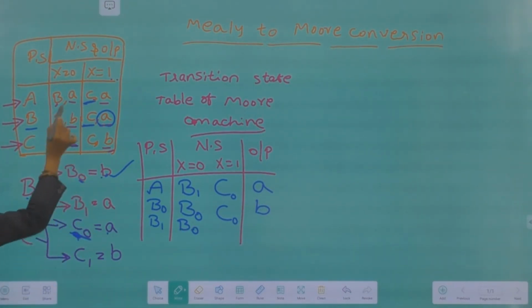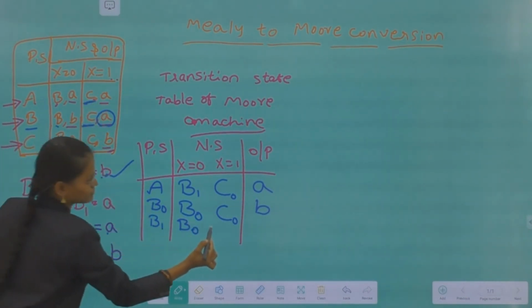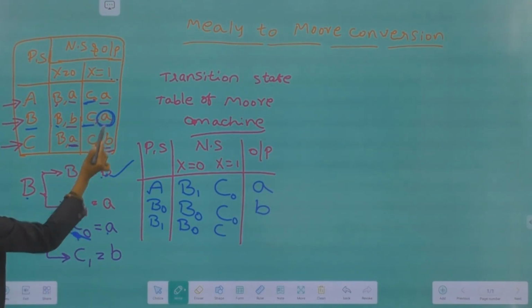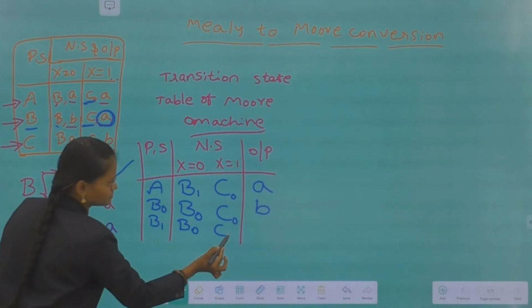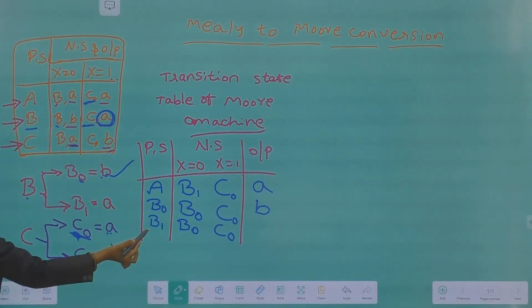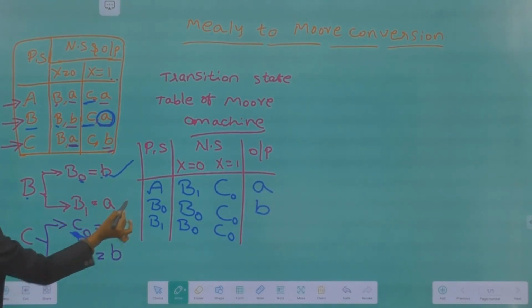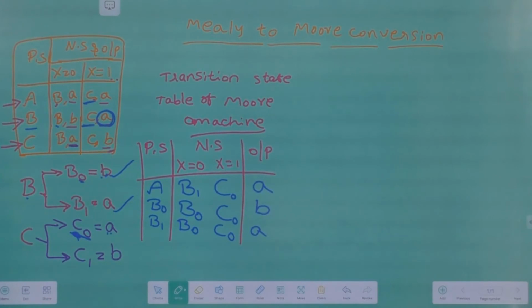And next, if x equal to 1, the next state goes to C. Here the output is A. In C state, A is output. Corresponding to the next state is C naught. Here B1, the B1 state is here. Then output is A. So output is A.